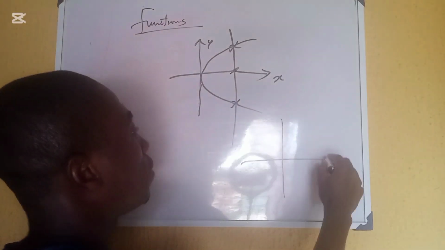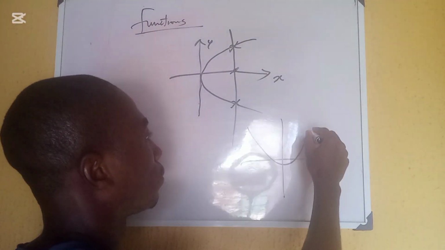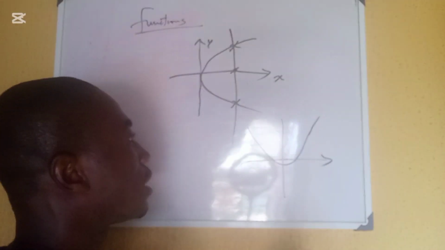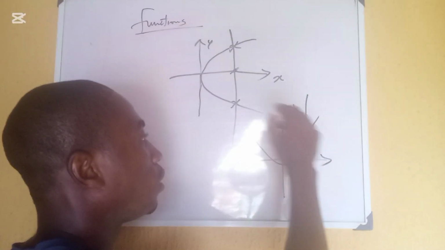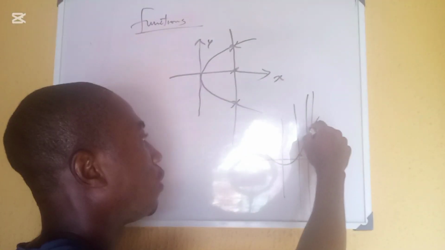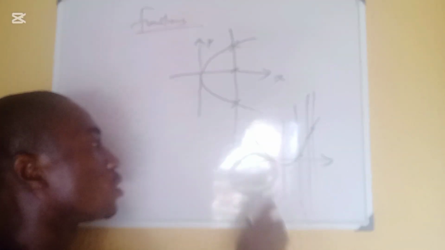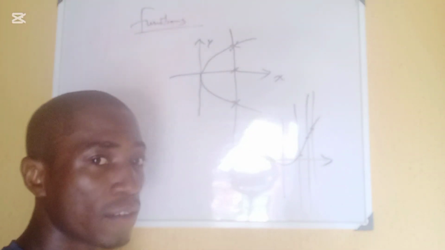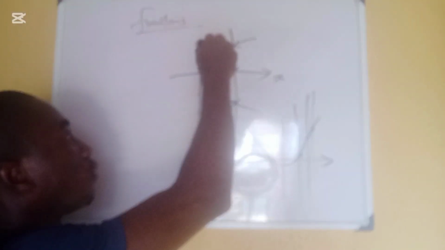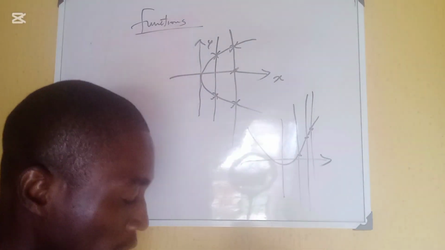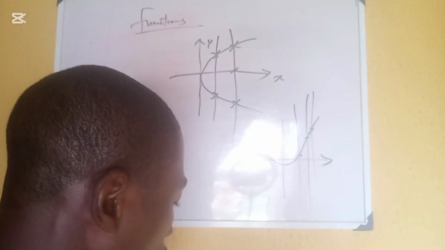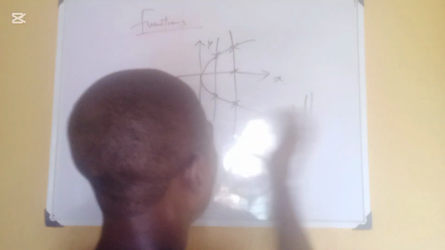But assuming we have something like this, it is a function. Why? Because at every point in the graph, the vertical line intersects only on one point. Draw another line, we have only one intersection. Draw another line, we have only one intersection. So as a result, this is regarded as a function, but this is not, because at almost every point we have two values for y. Okay. Now that takes us to the next thing. That's properties of a function.